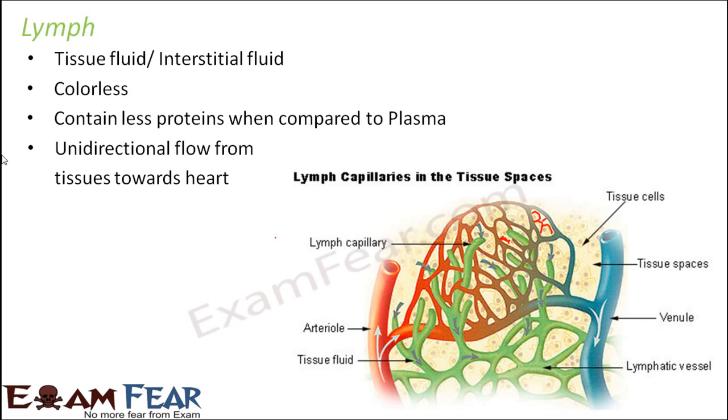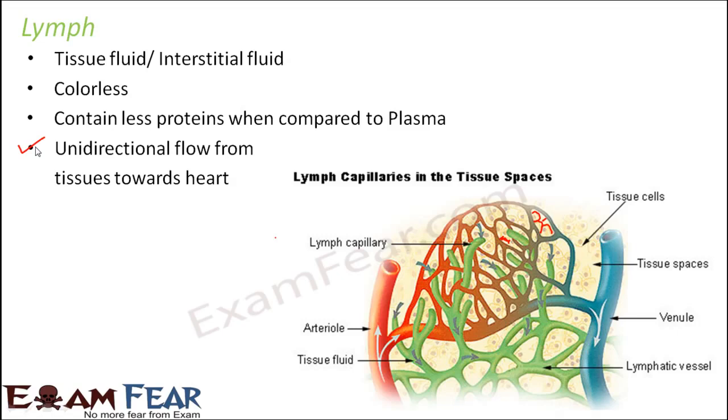Unidirectional flow from tissues to heart. Now if you compare it with blood, the direction of flow of blood is bidirectional. The central organ responsible for pumping blood is the heart. The oxygenated blood, or the good blood, flows from the heart to different tissues of the body. Similarly, the deoxygenated blood, or the bad blood, comes from different tissues of the body to the heart, to be sent into the lungs.